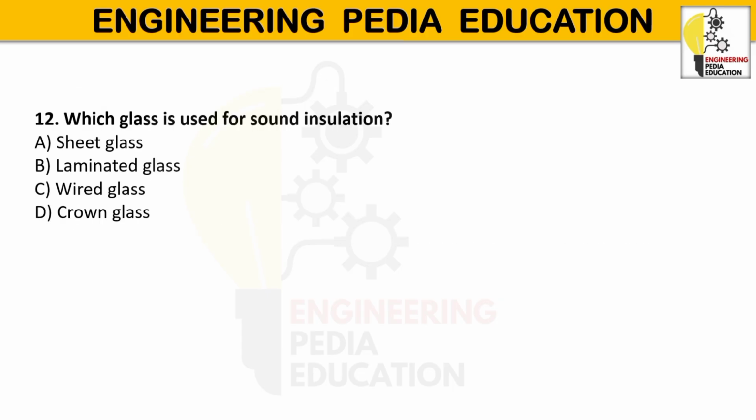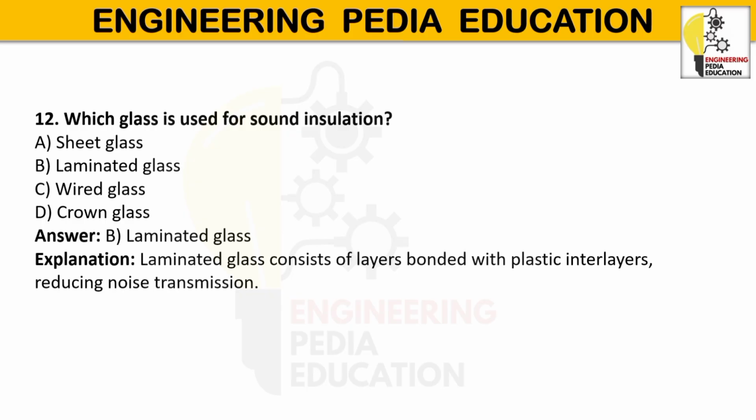Which glass is used for sound insulation? Sheet glass, laminated glass, wide glass, or crown glass? So the correct answer is laminated glass. Laminated glass consists of layers bonded with plastic interlayers, reducing noise transmission.